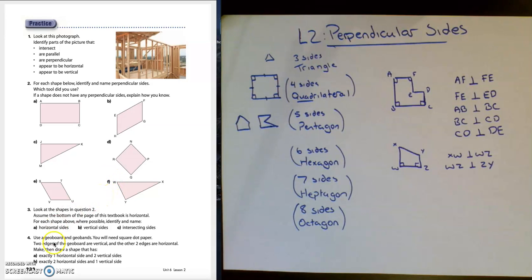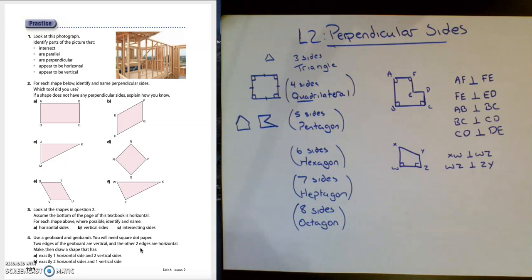But when you get to something like number 4, it says use a geoboard and geobands. I'll send you a link to a digital one of those or some square dot paper. Draw a shape that has exactly one horizontal side and 2 vertical sides. If it says draw 1 horizontal side and 2 vertical sides, you can have other sides besides that. So you could have a diagonal, but you can only have 2 vertical and 1 horizontal.